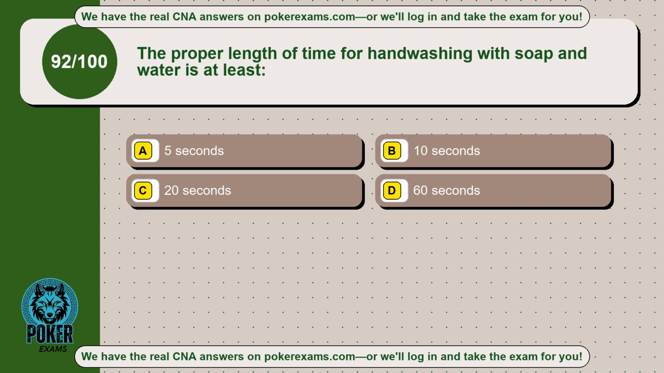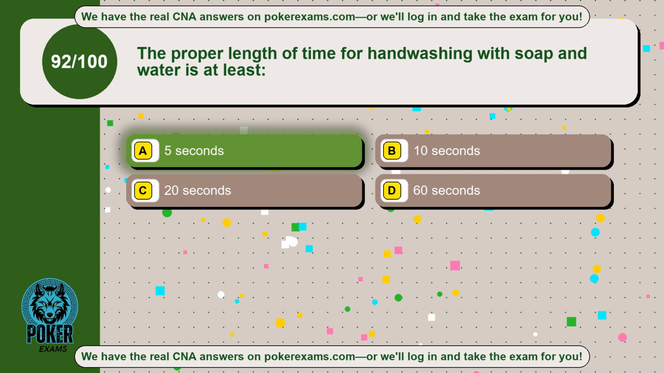Question 92. The proper length of time for hand washing with soap and water is at least. Option A. 5 seconds. Option B. 10 seconds. Option C. 20 seconds. Option D. 60 seconds. The correct answer is option A.